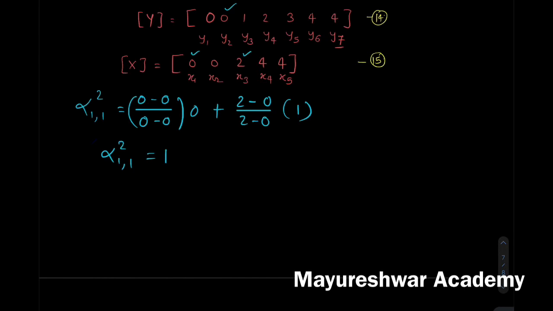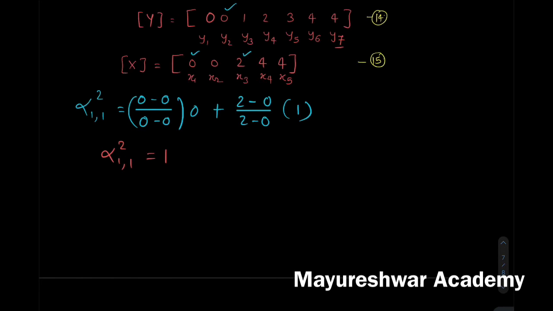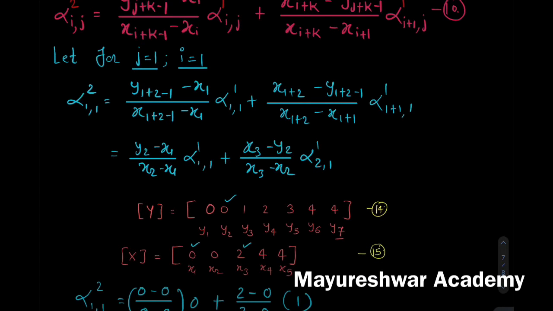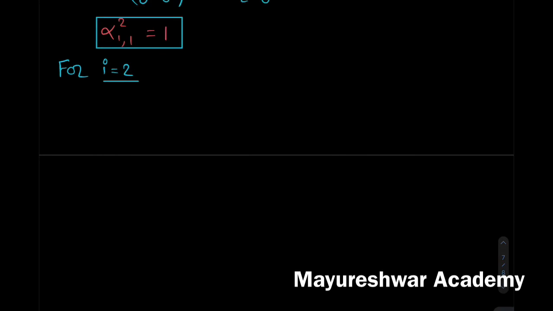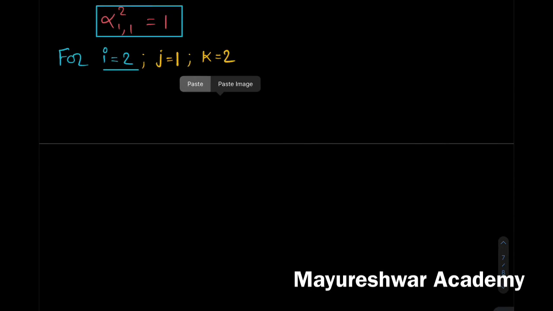So thus we have obtained our first parameter, and this is the final value of alpha 1 comma 1 in second order. Okay, so let us increment i by 1, so j is still the same, but i from 1 to 2 we have incremented, so j is still 1. So we are trying to say, remember k is also 2, the order remains the same.